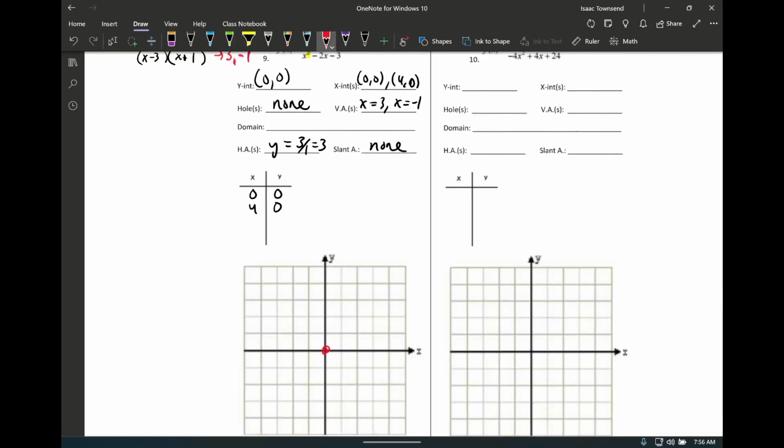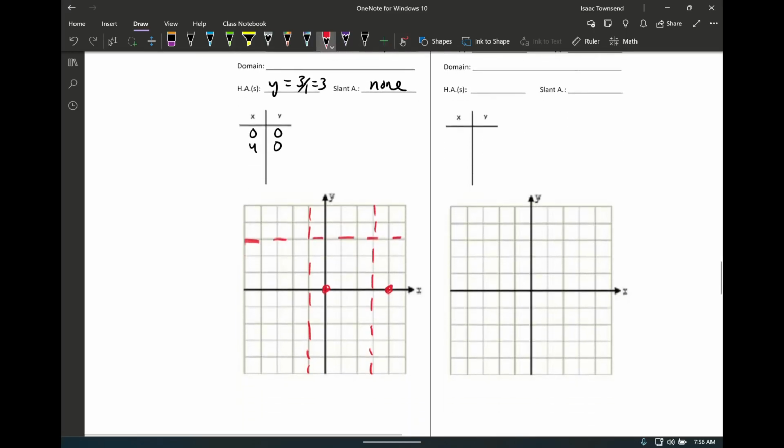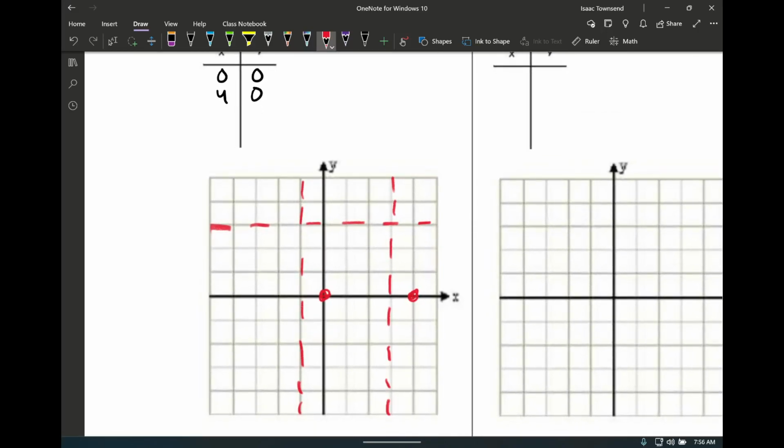Crosses the x-axis 2 places, and there are 2 spikes in the graph, x equals 3 and x equals -1, and a horizontal asymptote at y equals 3. So this is what I have to go on thus far.